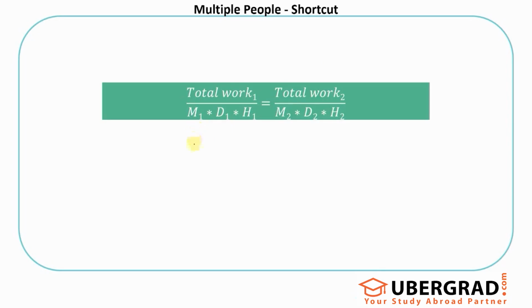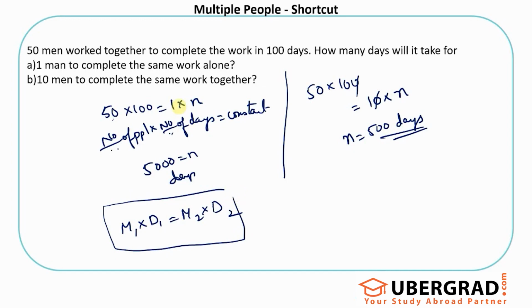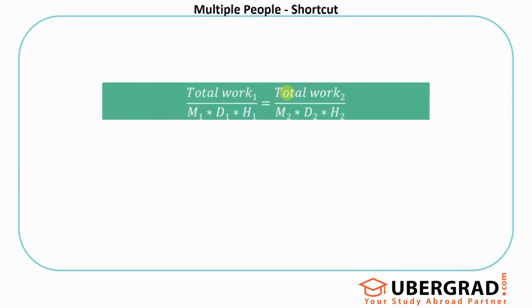If you see the one which we have just solved, this will turn out to be something like this. M is number of people, D is number of days. So M1 into D1 is equal to M2 into D2 is what you'll see as a formula for this. This looks fine in this case, I'm not denying it, but this will fail in certain questions. That's why I'll ask you to understand the formula in this way. This is still the same formula, actually much better and much more robust in a way.